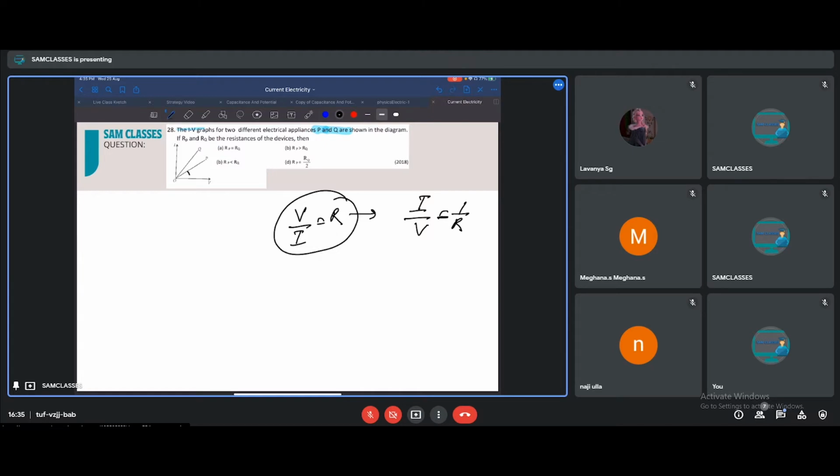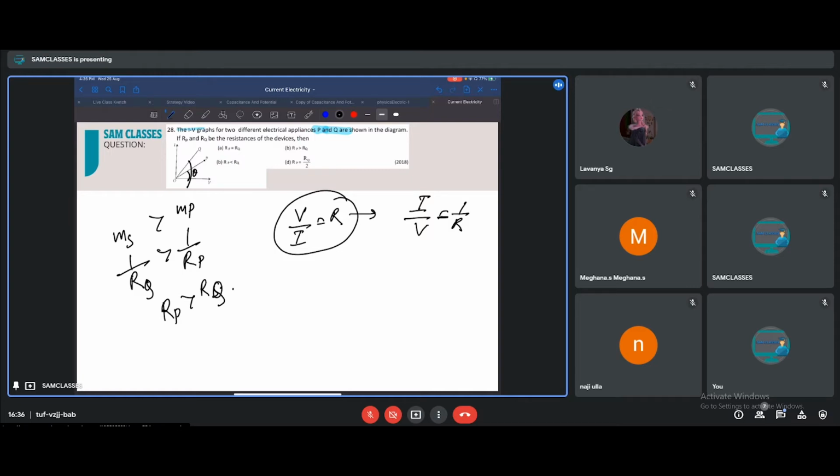If I see the slope, this one is tan theta, this one is less, and the slope of Q is more. The slope of Q is more than the slope of P. Means 1 by resistor of Q is more than 1 by resistor of P. So it means resistor of P is more than resistor of Q. Got it? Yes, no?